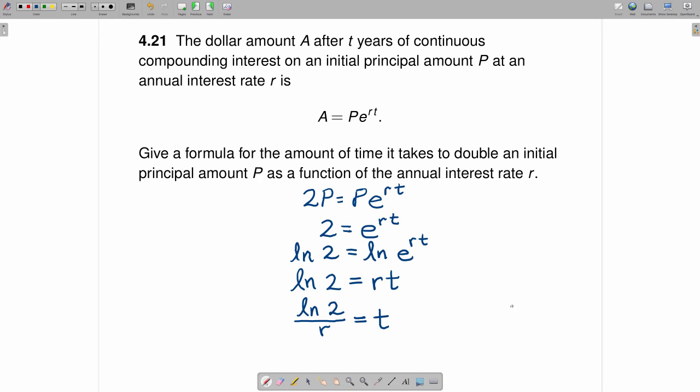So finally, the answer to the question, the amount of time that it takes to double your money in a continuously compounding account, is the natural log of 2 divided by the annual interest rate R. And notice, the larger the interest rate R, the more quickly you will double your money.